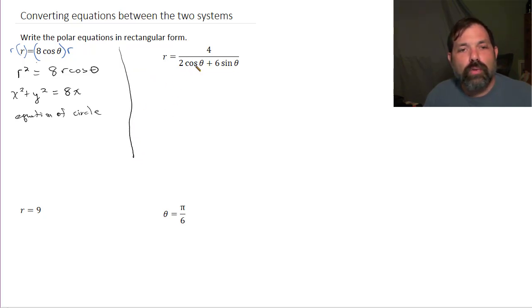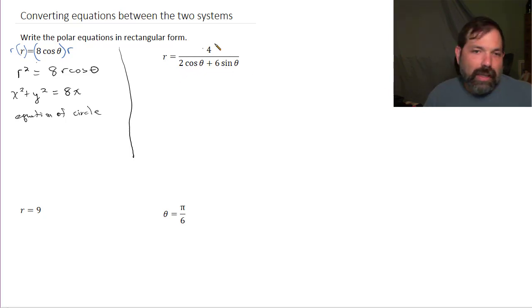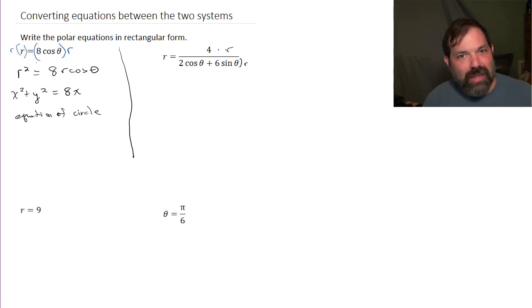What if we had r equals 4 over 2 cosine theta plus 6 sine theta? Why don't you pause and try that one out on your own? All right, so this one, it's tempting to use what we used in the last example, to maybe somehow multiply this denominator by r, but then we'd have to multiply this numerator by r, and then I've got a 4r, and I don't know what to do with 4r. So that's tempting, but not the best approach in this case.